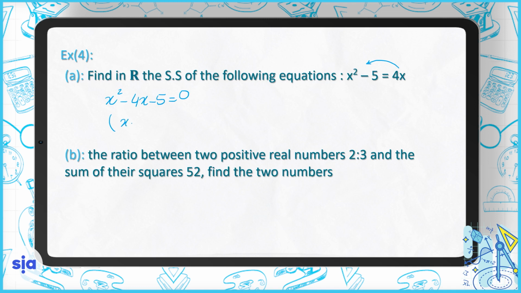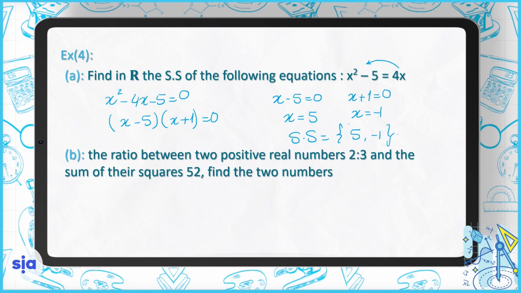Then the two brackets will be x minus 5 multiplied by x plus 1 is equal to 0. So x minus 5 equals 0, or x plus 1 is equal to 0. So x equals 5 and x equals -1. So the solution set is 5 and -1.